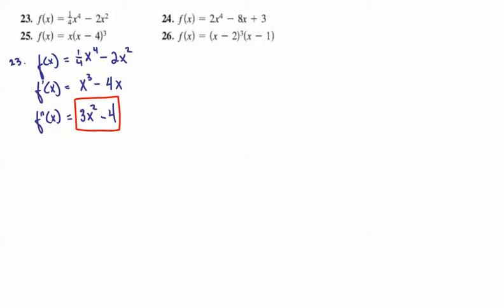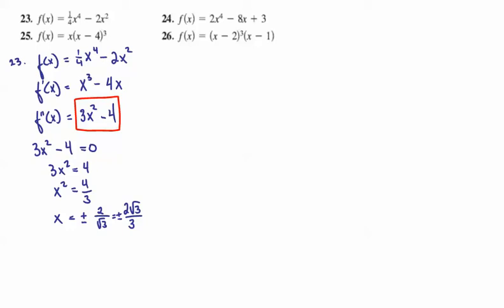Now we need to set that equal to 0. 3x squared minus 4 is equal to 0. 3x squared is equal to 4. X squared is equal to 4/3. So x will be plus or minus square root of 4 over 3, which would be 2 over the square root of 3. Rationalizing, we will get 2 root 3 over 3, and plus or minus. So we'll set up our sign chart.